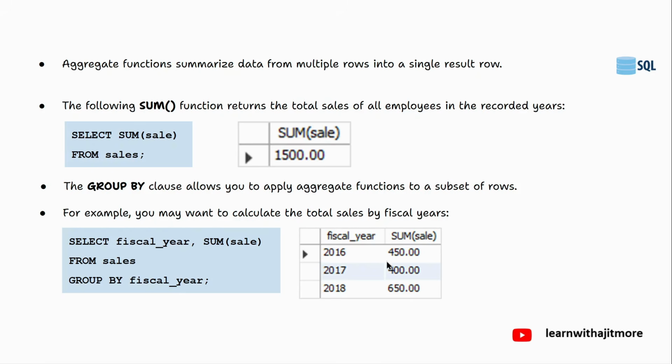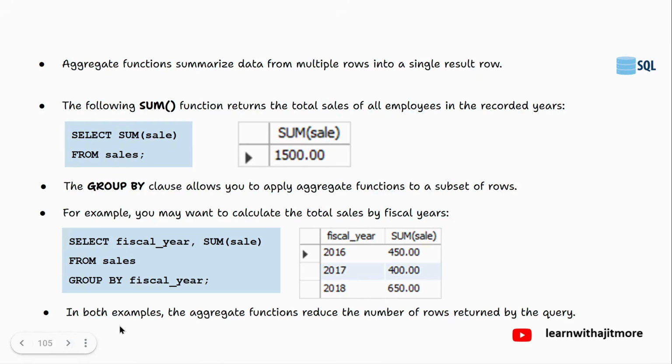See here, 16, 17, 18. So what is the observation in both examples? In both examples, the aggregate functions reduce the number of rows returned by the query. Total 9 records were there, groups formed, and you got only one value for each group. As many records as were in one group got reduced to one value. The second whole group reduced to one value, and the third group too.